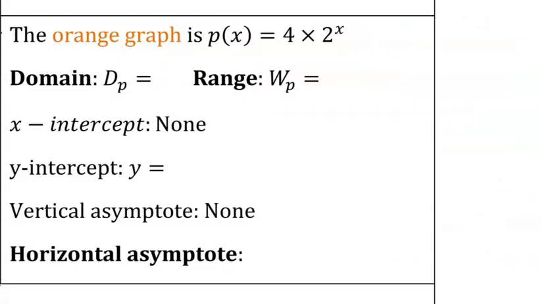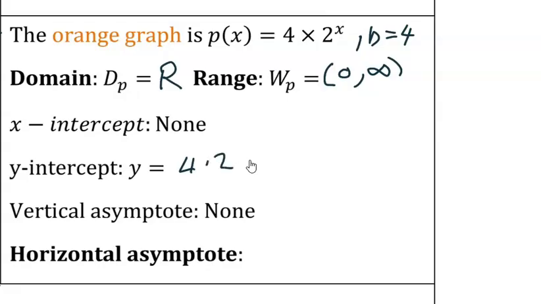When we look at the orange graph, p of x equal to 4 times 2 to the x, we see that our b value is now 4. We have a domain of R, and our range is again from 0 to infinity, 0 not included. We do not have an x-intercept because we cannot have 4 times 2 to the x equal to 0. And my y-intercept will be 4 times 2 to the 0, which is equal to 4. I do not have a vertical asymptote, but my horizontal asymptote is again y equal to 0.